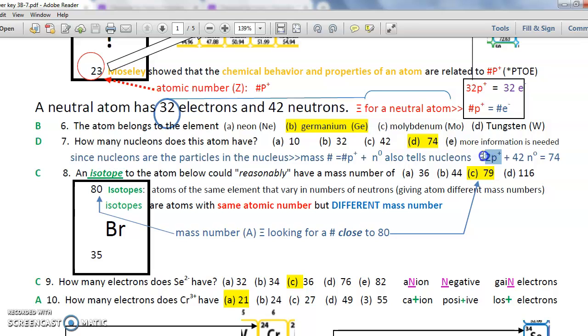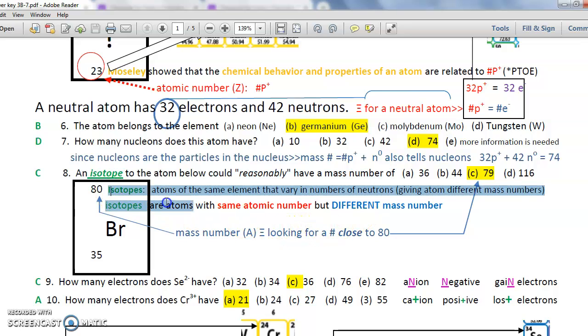It has 32 protons, as we learned. They told us up here it has 42 neutrons. 32 and 42 is 74. That's letter D. Question 6 and 7. Now we move on to question 8. An isotope to the atom in this nuclear symbol below could reasonably have a mass number of what?